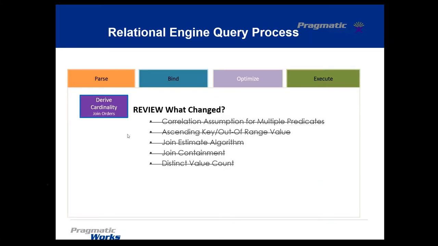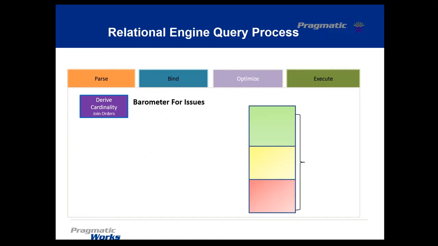So here are the individual things. When we're looking at the optimizer, this is specifically what changed: correlation assumptions, the ascending key value, the join estimation algorithm, join containment, and distinct value count. So I wanted to give you a quick barometer for issues, because I've flipped back and forth between these cardinality estimators a lot to be able to show you that it's very possible.